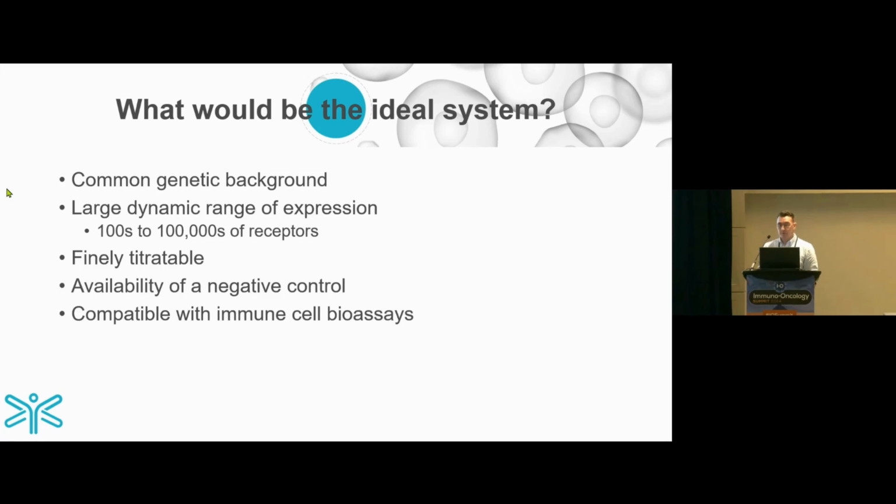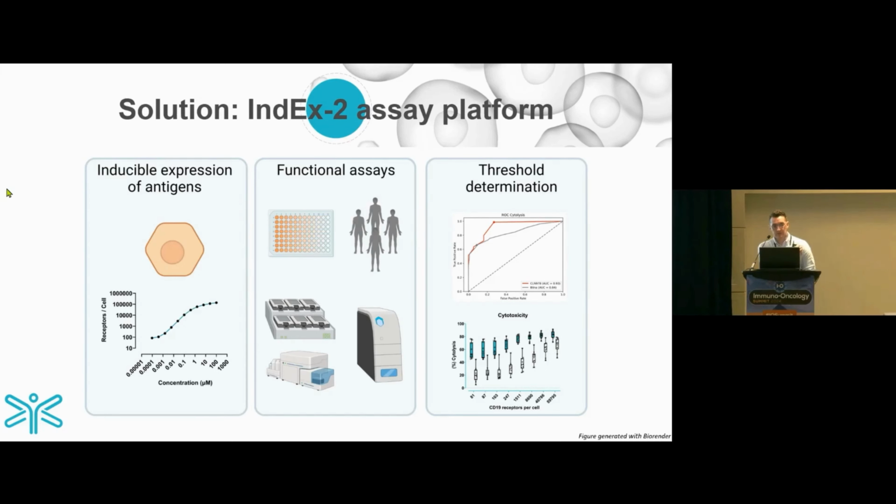Availability of a negative control is always helpful, so you can have your target cell population there that doesn't express the target antigen. And ideally, all of this should be compatible with immune cell bioassays. So over the last couple of years, we've been producing a solution for this, and we've called this Index 2. It's inducible expression 2. It's not the second generation. Don't feel you missed out on Index 1. Index 2 is because we can induce 2 target antigens with this system.